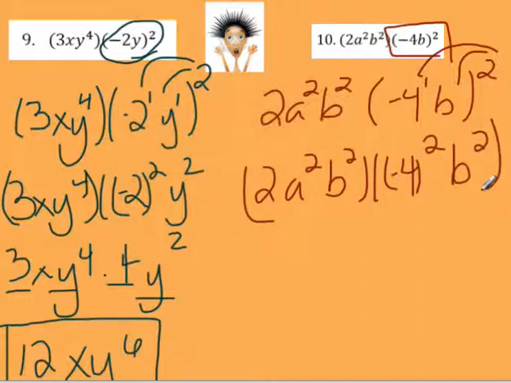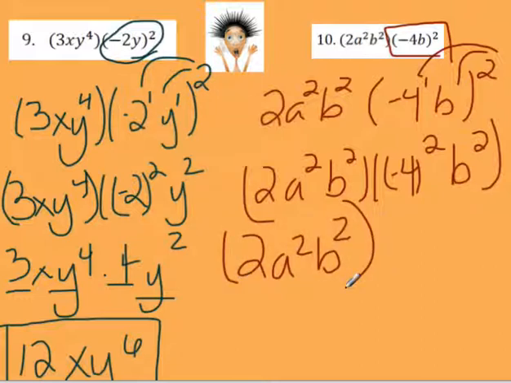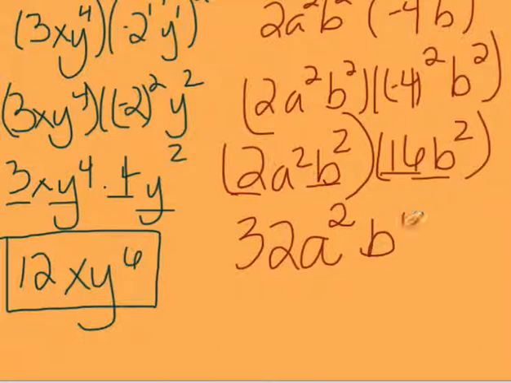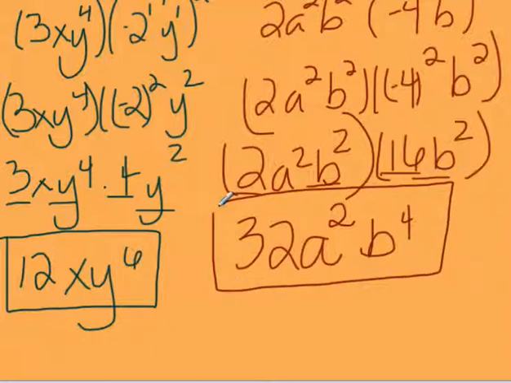So now I'm taking that negative 4. Let's rewrite our first parenthesis, keep that the same. When you take that negative 4 and you square it, it's going to become positive. Okay, and then I'm going to keep that b squared as is. So now I want to combine things. I'm going to multiply coefficients: 2 times 16 is 32. A squared is going to stay the same. B squared times b squared, add those exponents, and you get b to the 4th. So this right there is your final answer for that one.